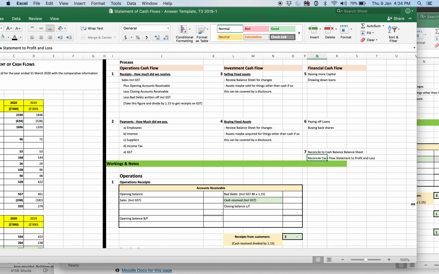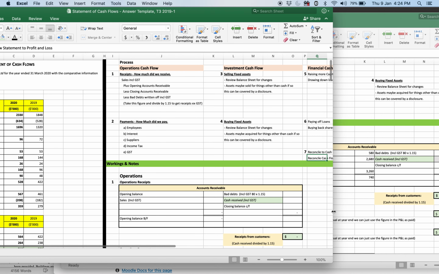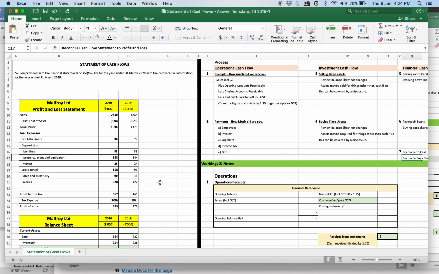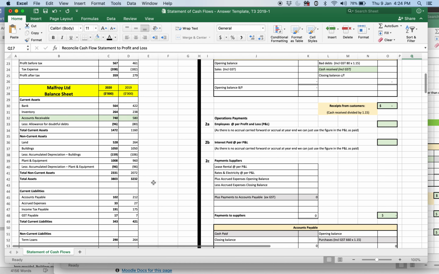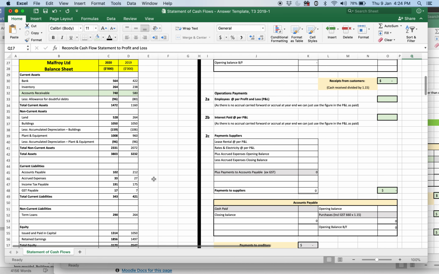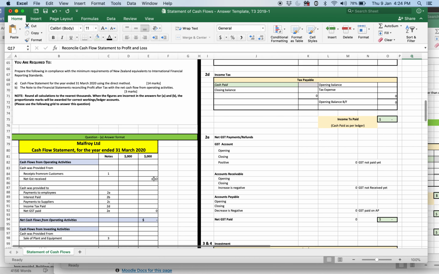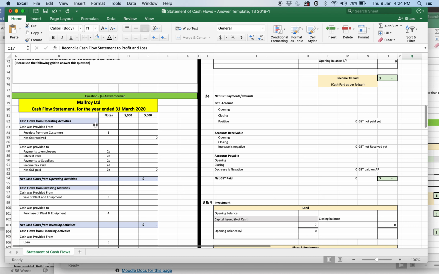I just need to make it a bit smaller again. Okay, so there's the process. You'll get that process on the template when you're in your exam. The template you get in the exam will be like this. We'll have a set of accounts with other information, just different information, different numbers. It'll have the template for you to answer in the format.